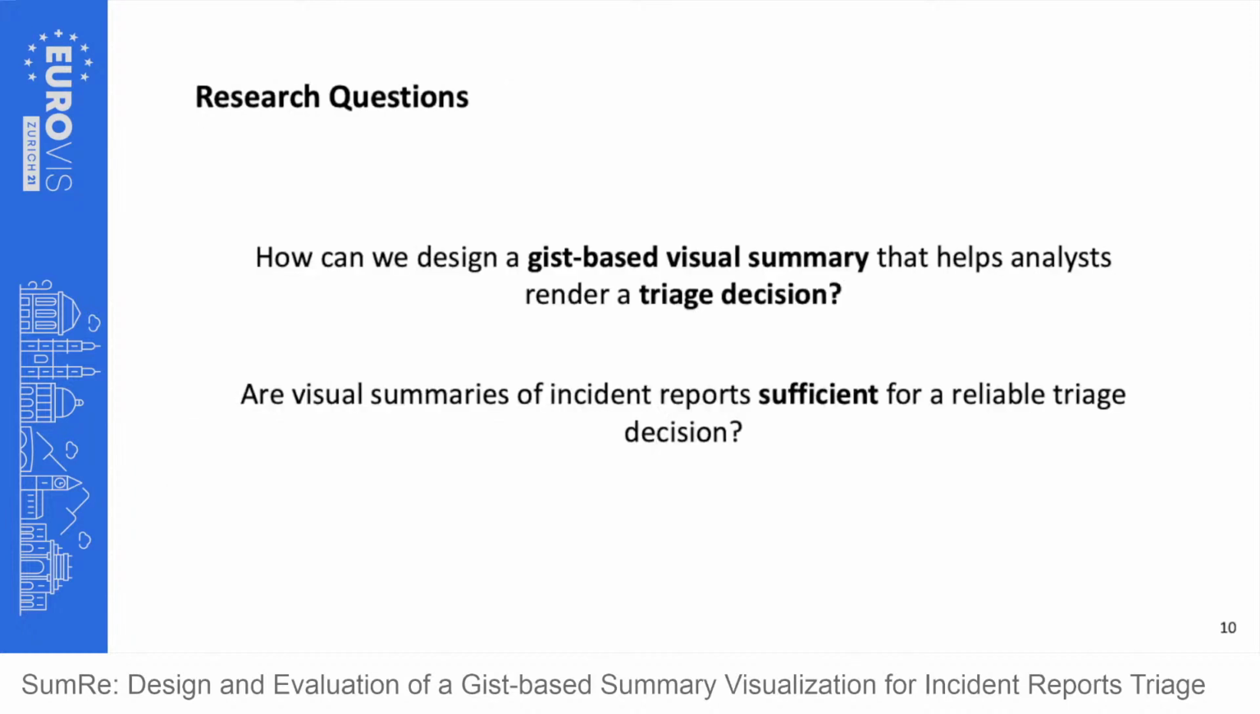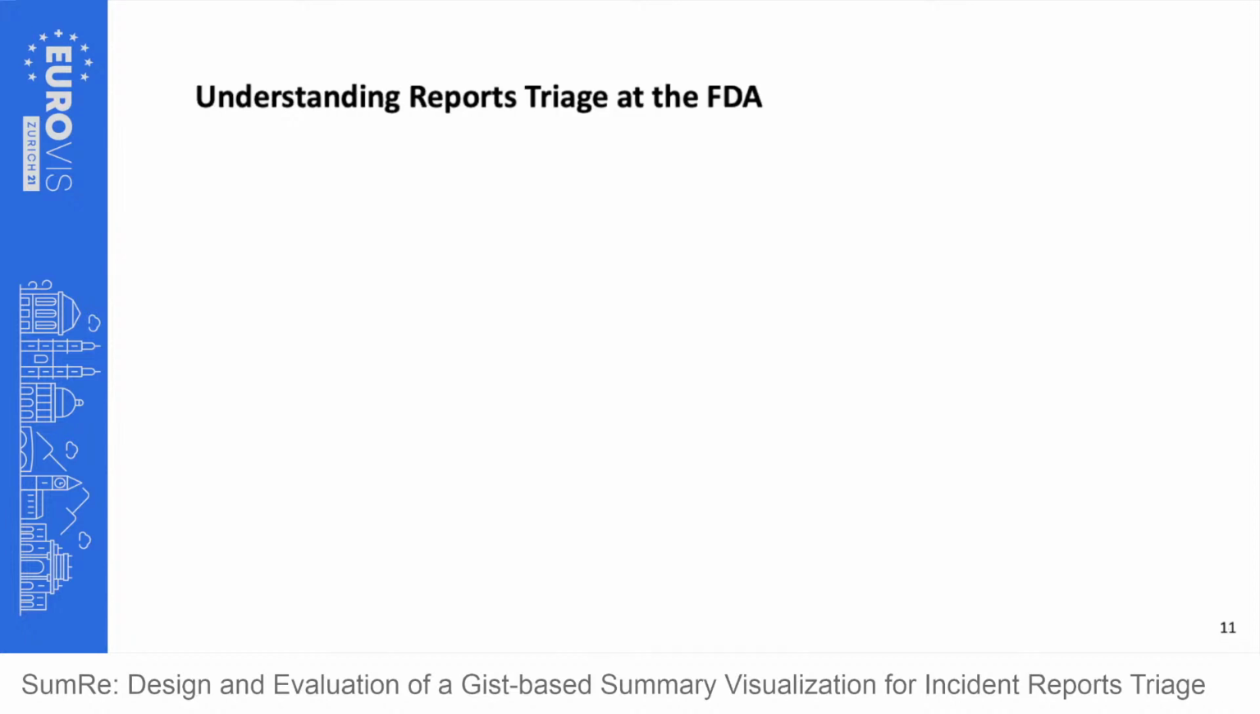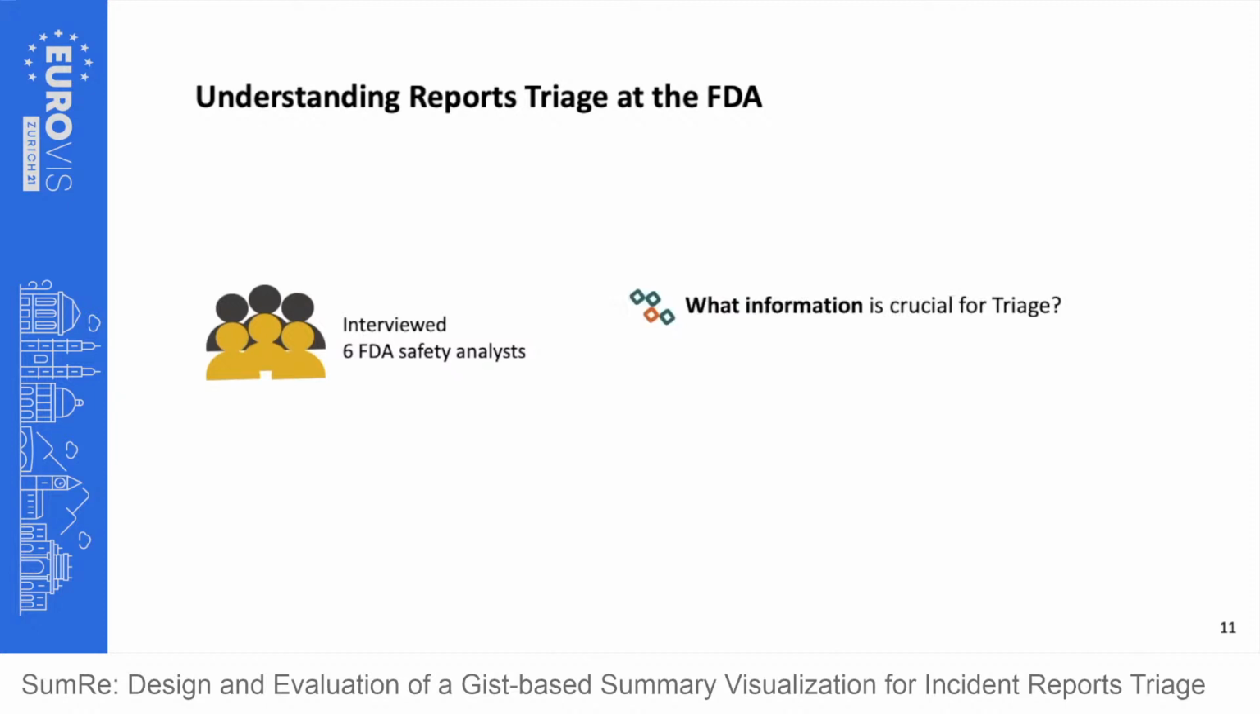So our research questions in this work are that how can we design a gist-based visual summary that can help analysts in the triage, and to what extent would such visual summaries be efficient or effective in triage? So to understand, our first task was to understand how exactly these reports are triaged at the FDA, and for that we conducted interviews with six drug safety analysts, and our goal was twofold.